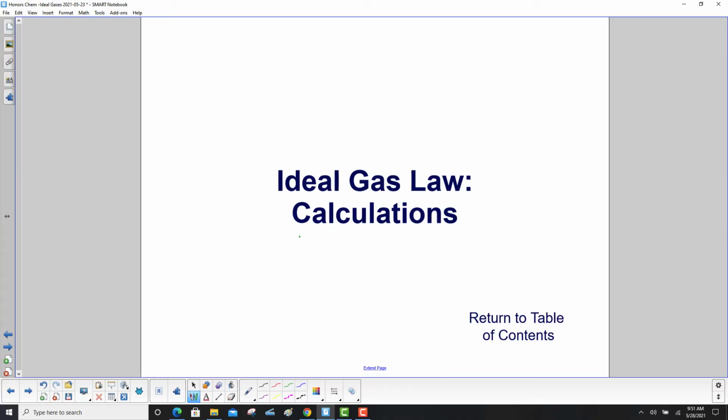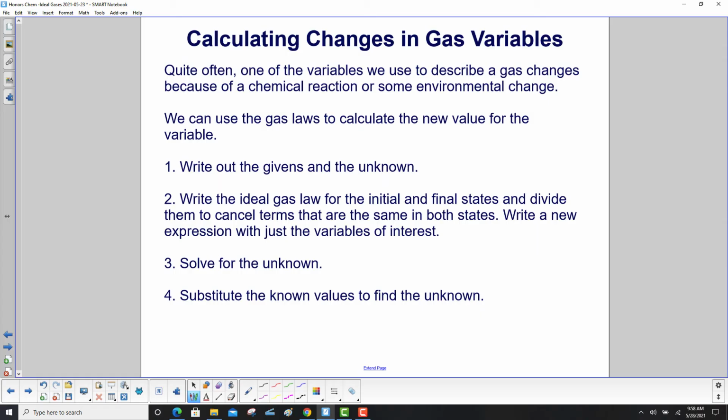Ideal gas law, calculations. Quite often, one of the variables we use to describe a gas changes because of a chemical reaction or some environmental change. We can use the gas laws to calculate the new value for the variable. We have a process here. First, write out the givens and the unknown. That's pretty standard for all physics problems.